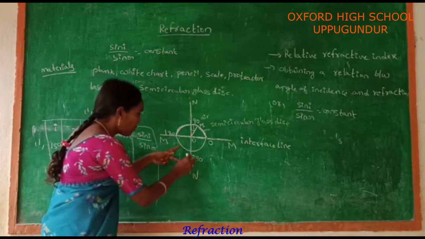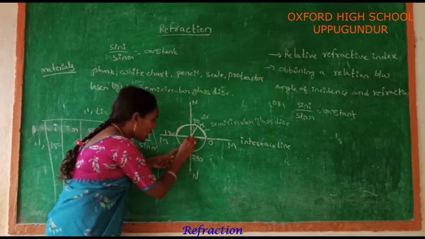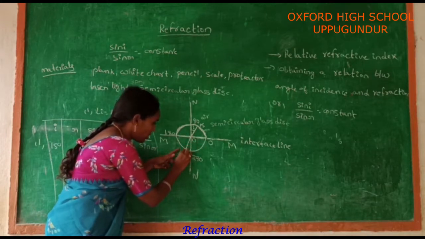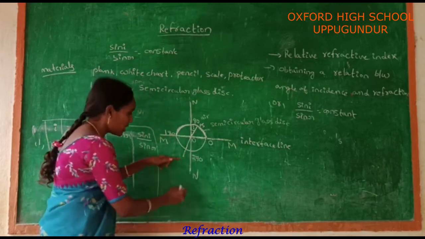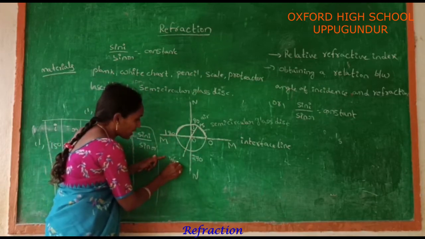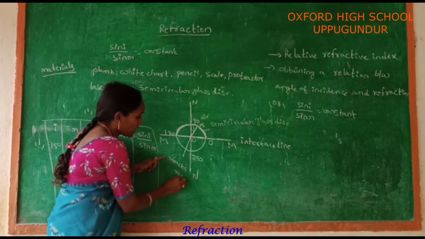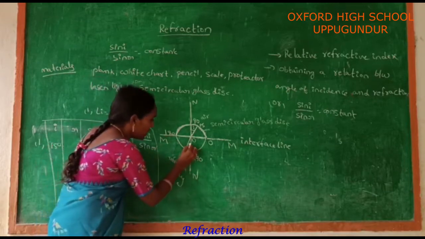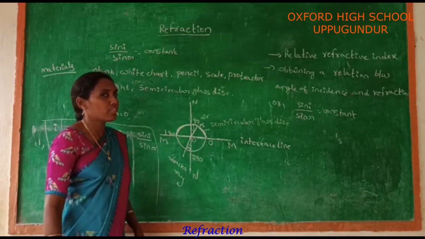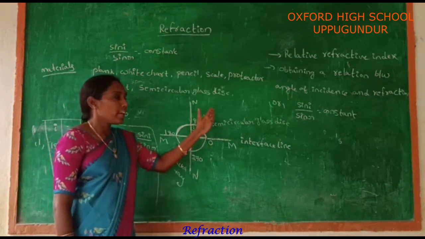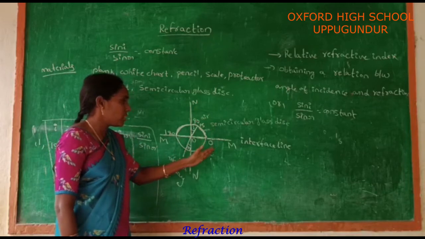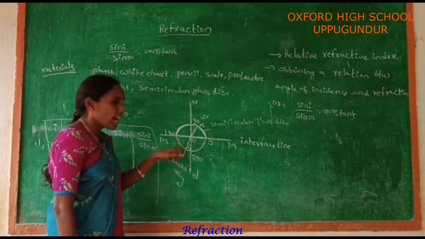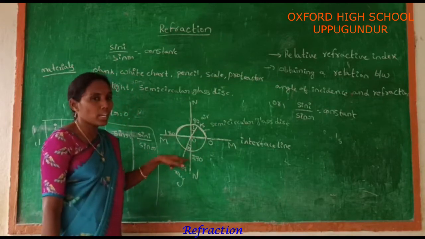In the second case, at the boundary, the light ray bends towards the normal and comes outside of the disc, making a certain angle. This light ray is called the refracted ray. Find the angle between the normal and the refracted ray. That indicates the angle of refraction. When a light ray travels from rarer to denser, after refraction the light ray bends towards the normal. That's why the angle of refraction is always less than the angle of incidence.